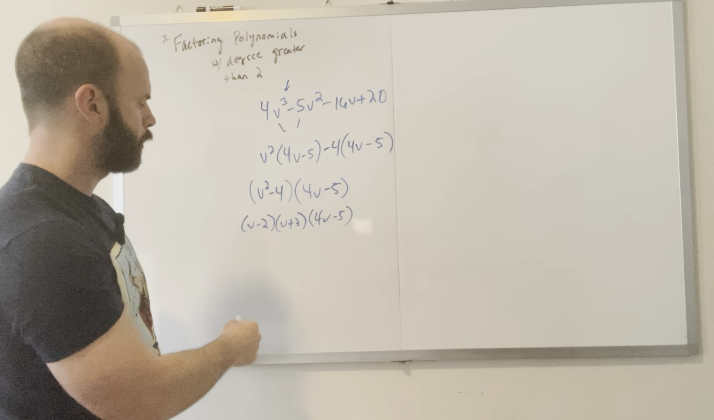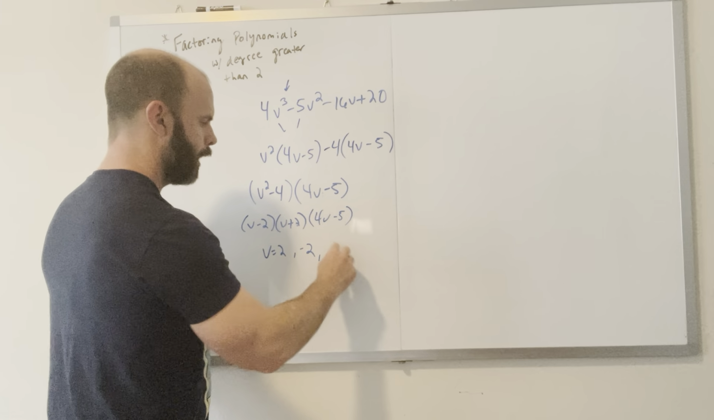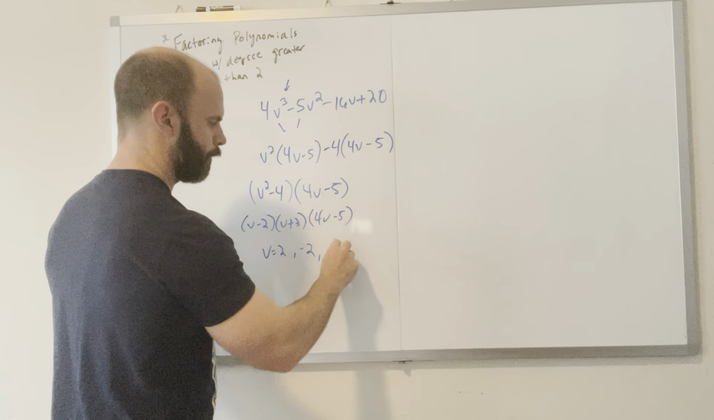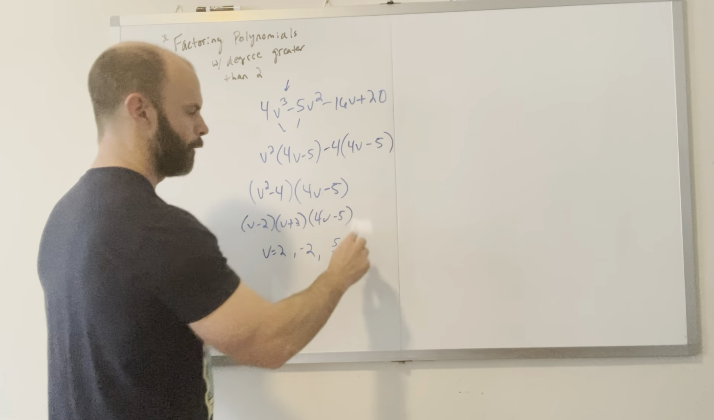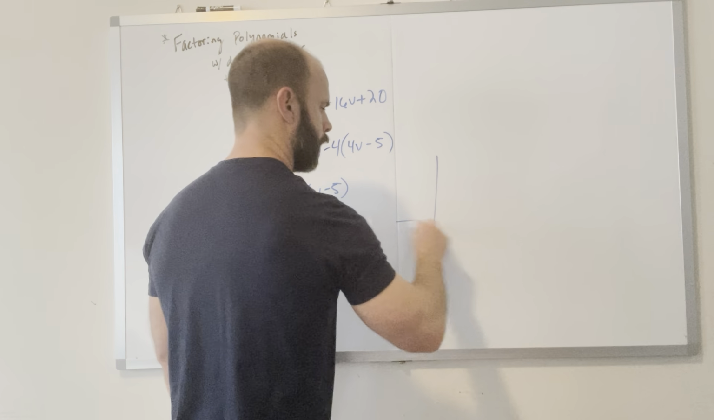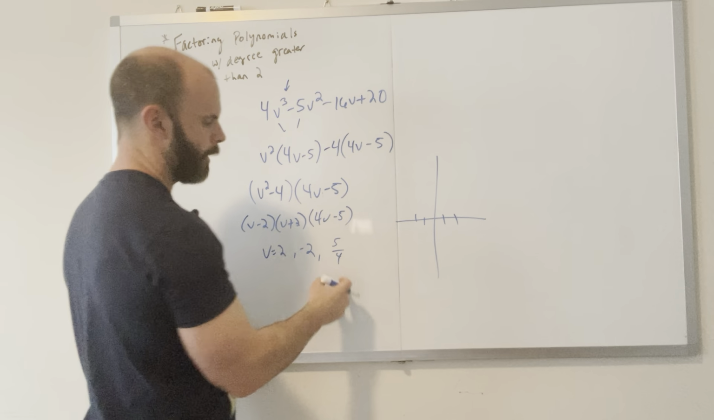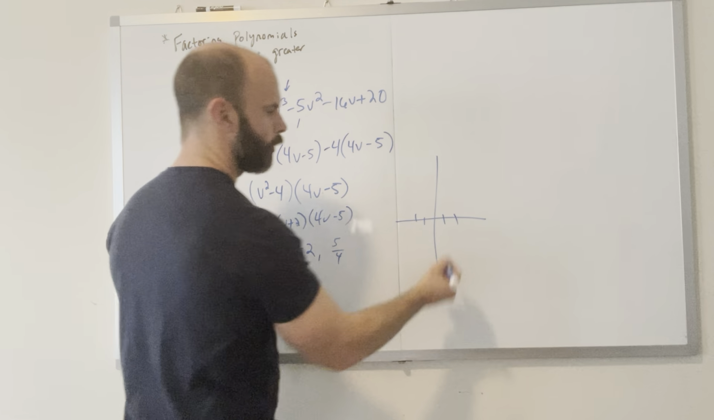So now I have my 3. I have v equals 2, negative 2, and when I solve this, I get 5 over 4, okay? And now I have my 3 roots. I can go and graph it, okay? So negative 2, positive 2, and 5 over 4, 1 1/4, so we'll go a little bit past.